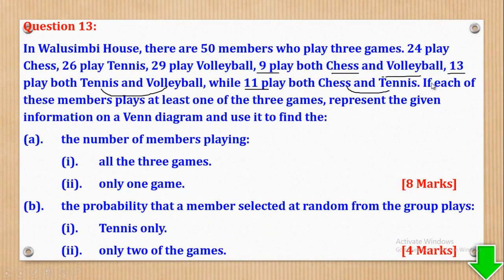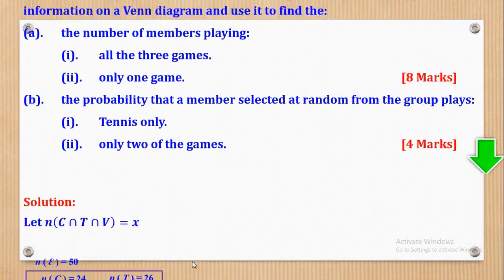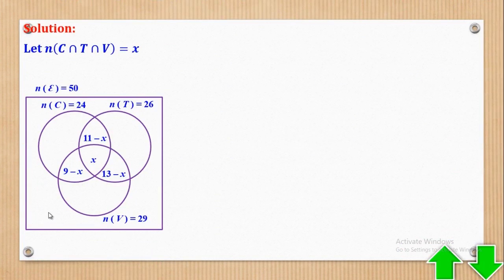The next, they told us that if each of these members plays at least one of the 3 games, represent the information on the Venn diagram. So each of them plays at least one, meaning that the complement of all the 3 sets is 0, so we shall come and put here 0.